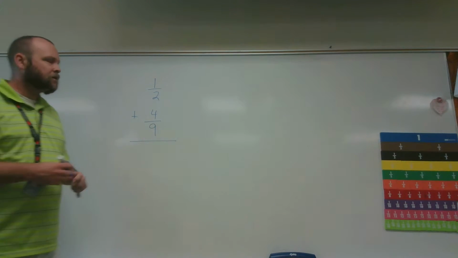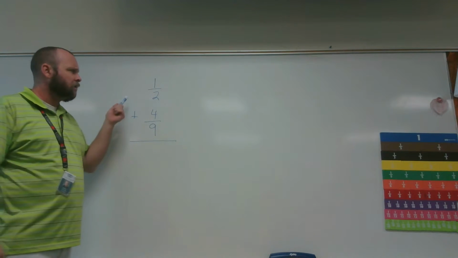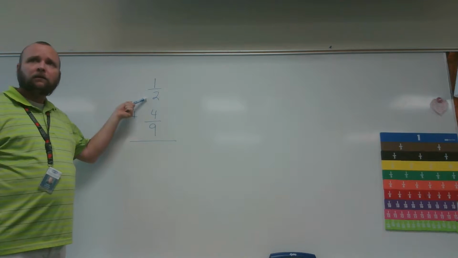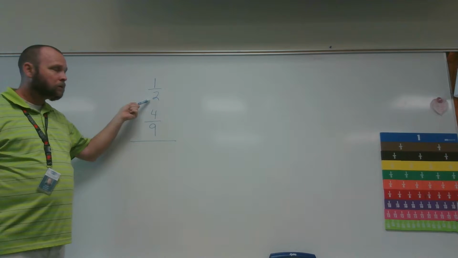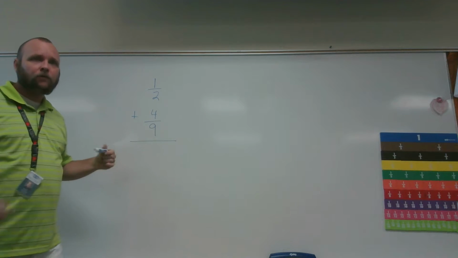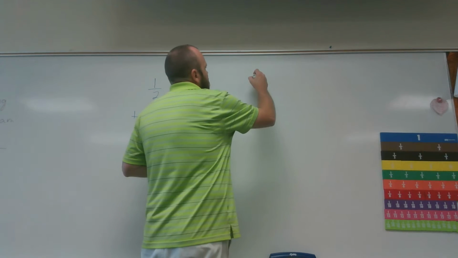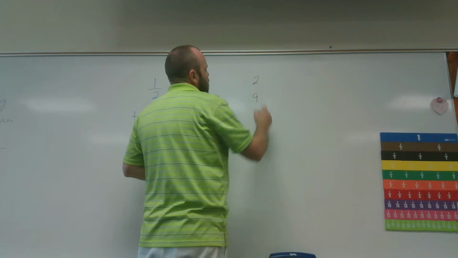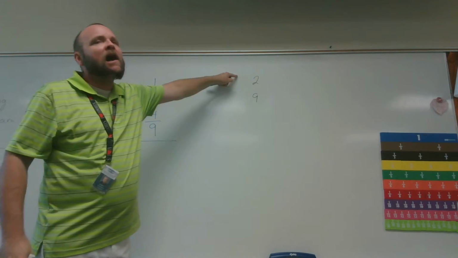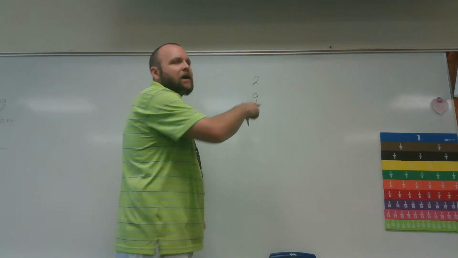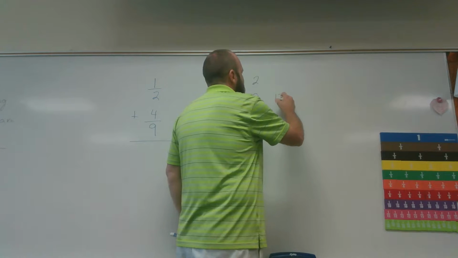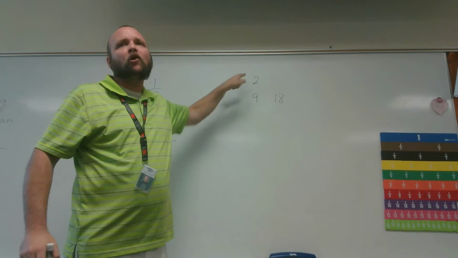Okay, let's take my 2 denominators. What are my denominators, Addie? 2 and 9. So these are my denominators, 2 and 9. Is 9 a multiple of 2? No. Good. So what's 9 times 2? 18. Is 18 a multiple of 2?